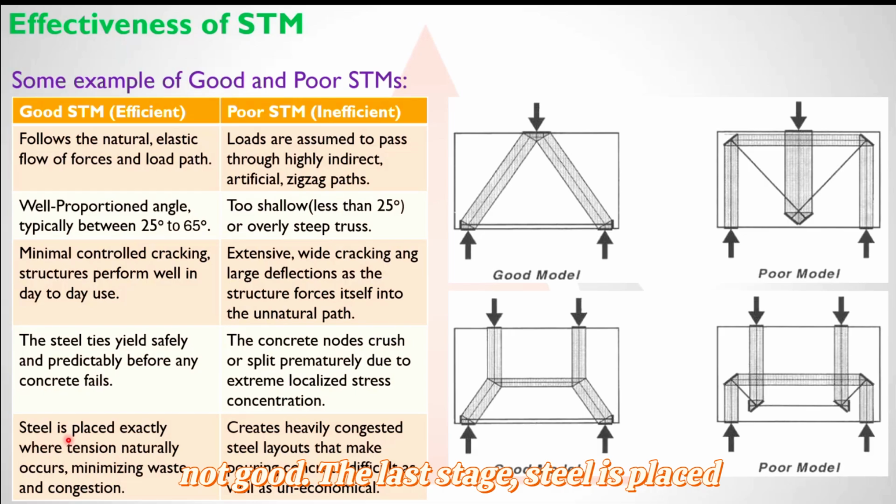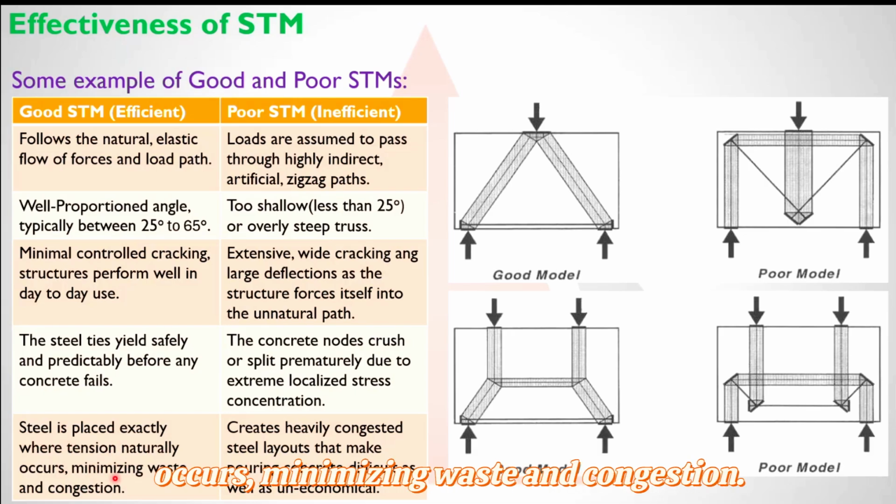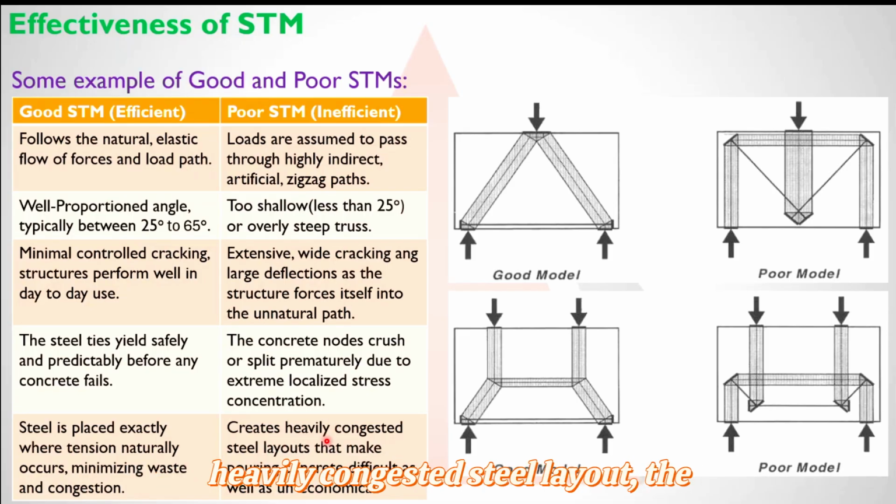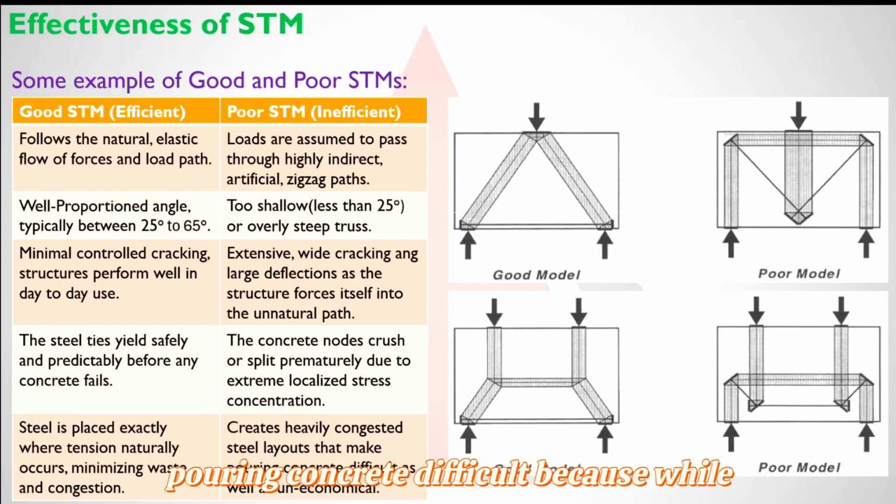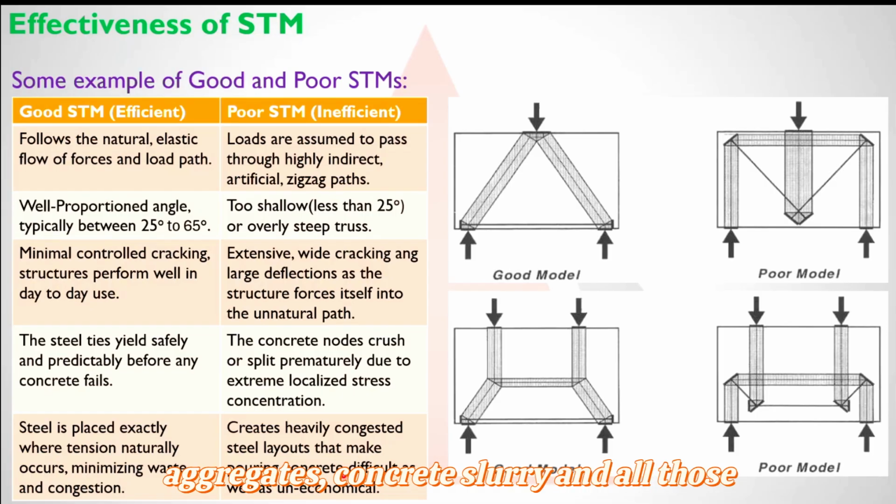The last stage: steel is placed exactly where the tension naturally occurs, minimizing waste and congestion. Whereas in poor STM, it creates a heavily congested steel layout. The amount of steel is also more, which makes pouring concrete difficult, because while pouring, we should ensure proper spacing between the rebar so that the aggregates, concrete slurry, and all those materials can go into the member, and we can have a good finish of the concrete also. So this is also one point. If we put poor STM, we can have a highly congested rebar layout in our structure, and this is uneconomical as well.